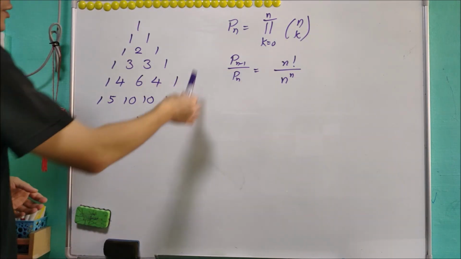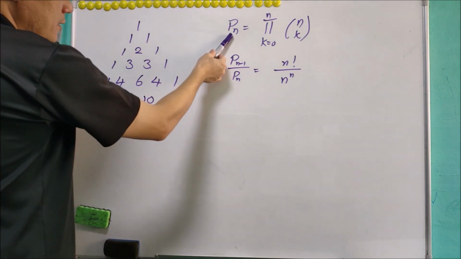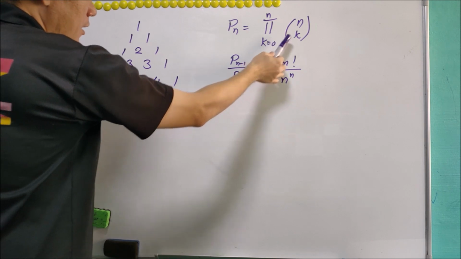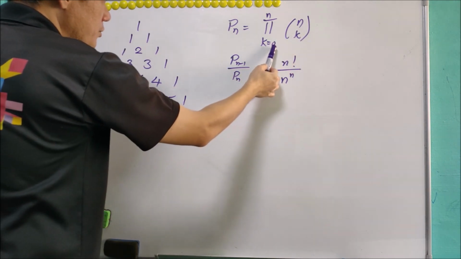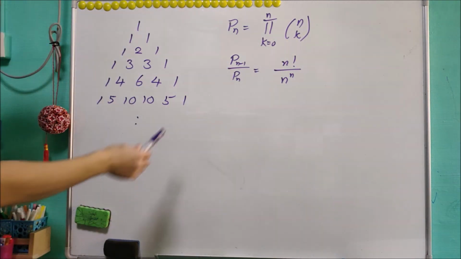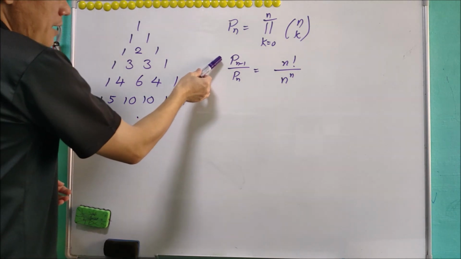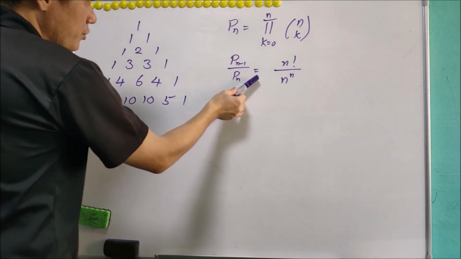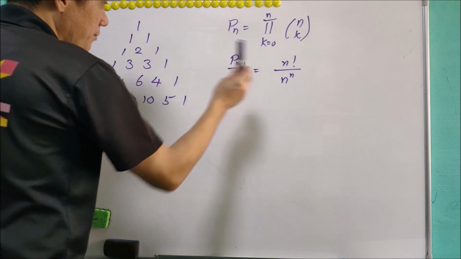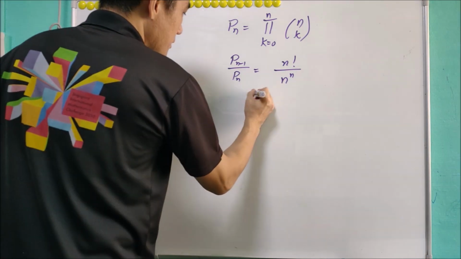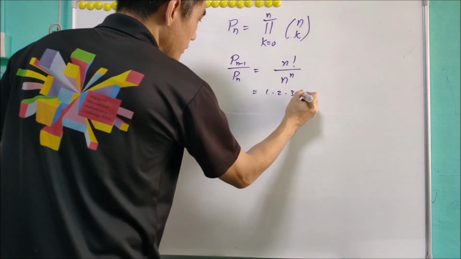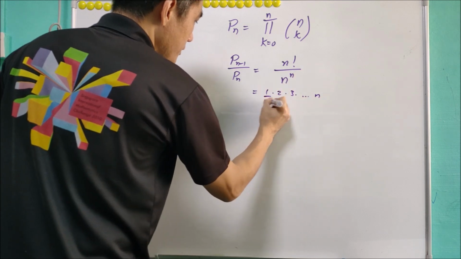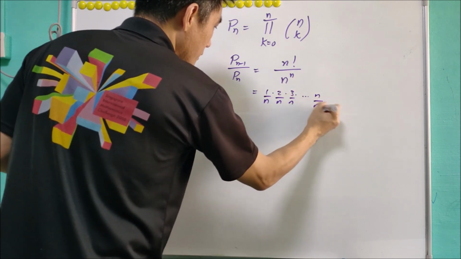Last week, we defined Pn to be the product of n choose k from k equals 0 to n. We proved that Pn minus 1 over Pn equals n factorial over n to the power of n. This is 1, 2, 3, up to n, and each of these is over n.